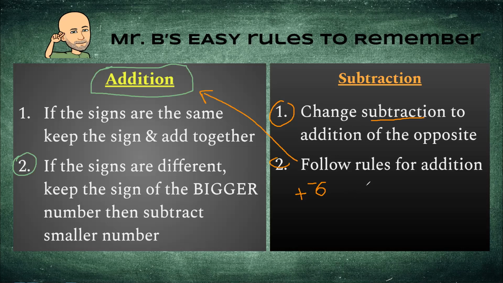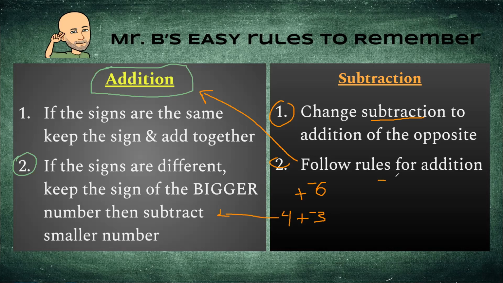So let's look at this. If it's 4 minus 3, I'm going to change subtraction to addition of the opposite. And then I will follow these rules. This one will fall over number 2.